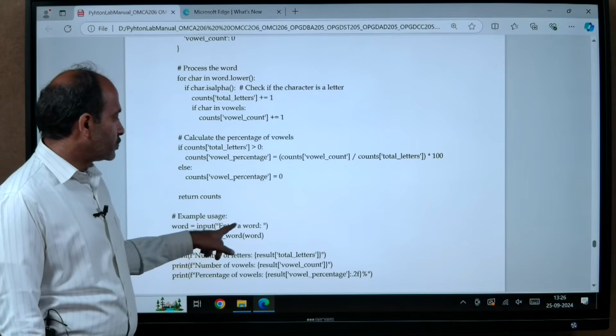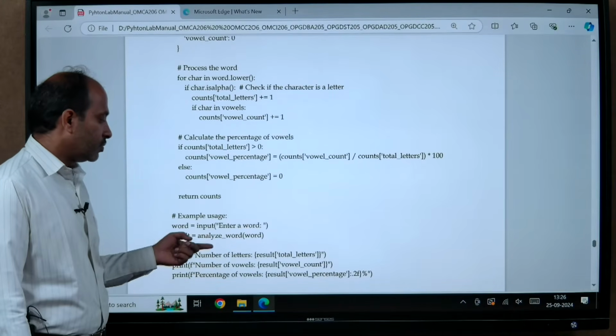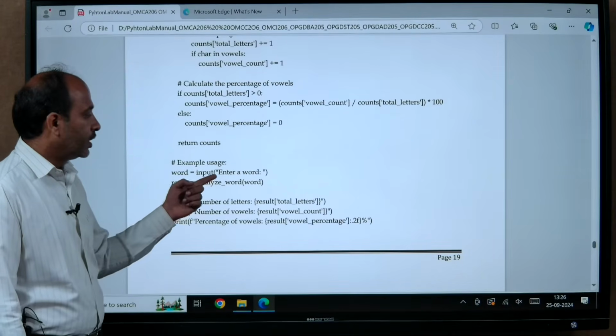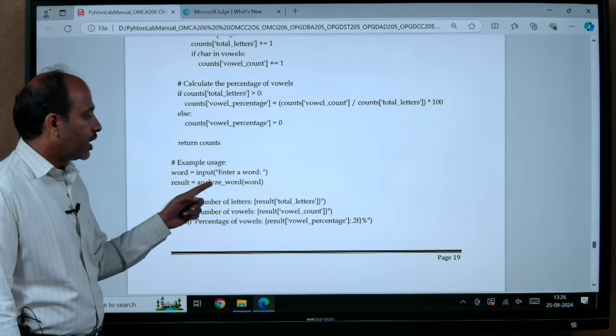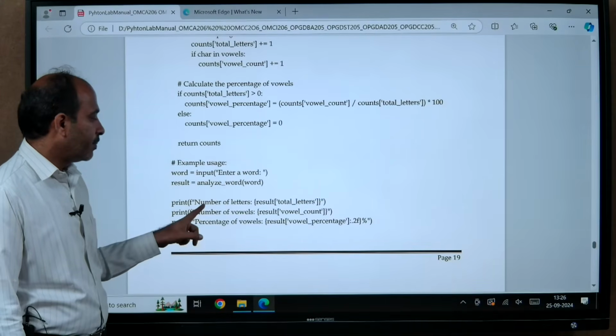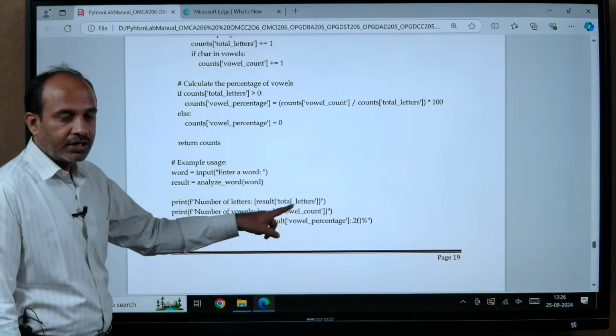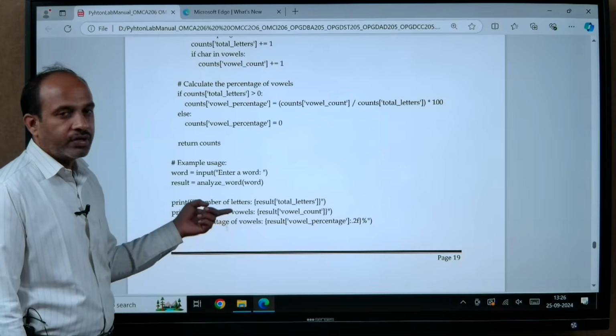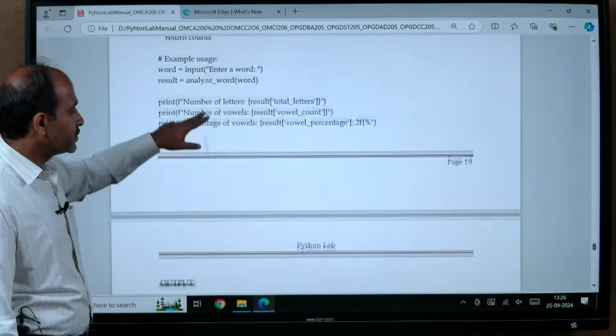So, input is what? Enter a word. Here I am taking it dynamically through the input, since it is a string. Enter a word that will be stored in word, then calling the function analyze of word. Finally, I am printing the number of letters, how many total letters, number of vowels, vowel count, and percentage of vowels. So, this is how it works.